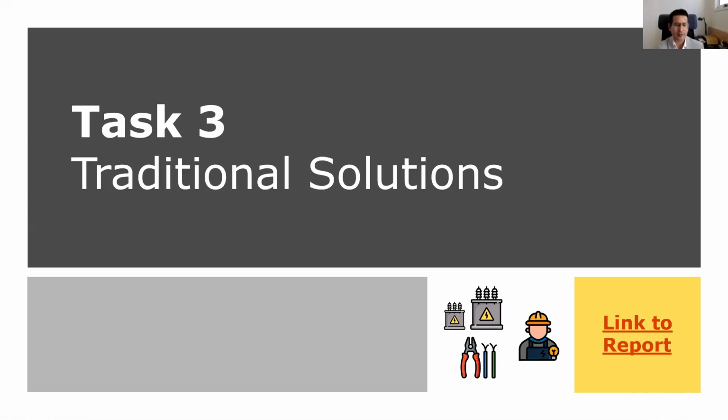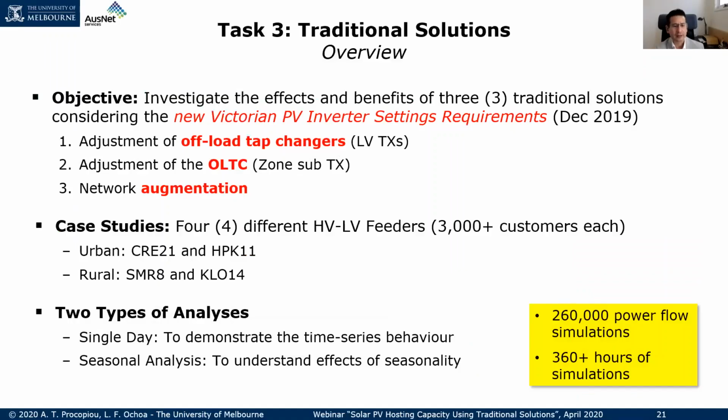The most important part of this webinar that is now going to start is task 3. The report is also publicly available, and all the technical details are going to be presented by Andreas. So I'm just going to provide a quick overview here. This particular task, called traditional solutions, was set to investigate the effects and benefits of 3 particular solutions that we call traditional, as in what distribution companies around the world normally do.